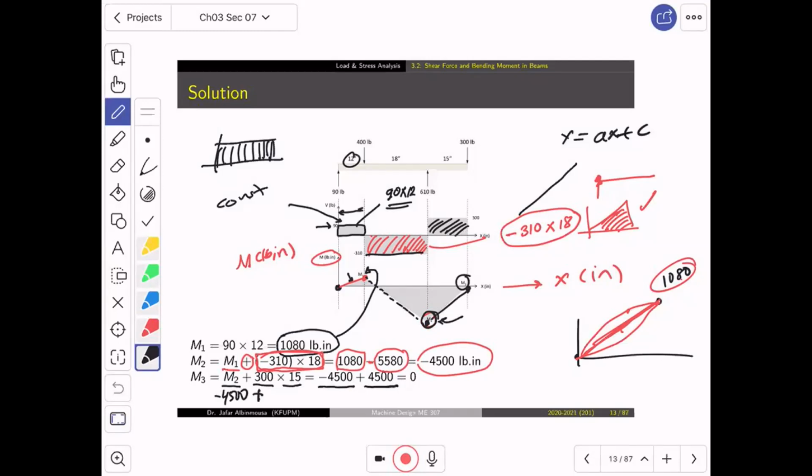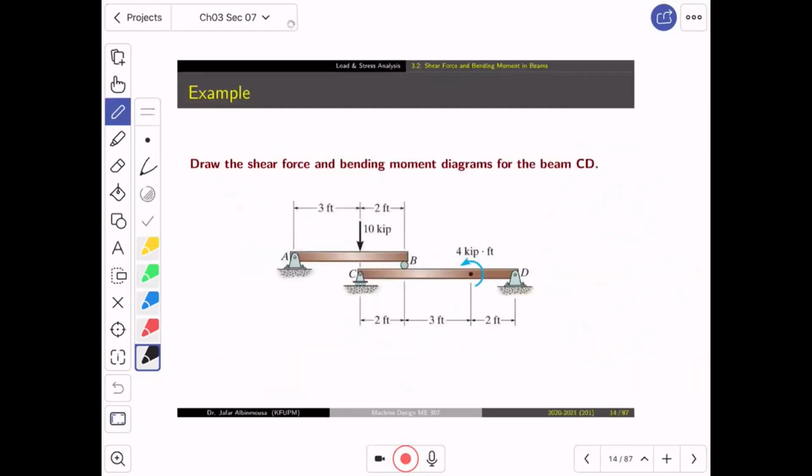Next class, we are going to solve another example. Yes? I just have a simple question. Suppose that there is a moment applied at the point where the force is 90. Yes, applied. Okay. That's what we are going to do next time. An applied moment will cause a jump. Don't worry, we are going to solve this next class, inshallah.